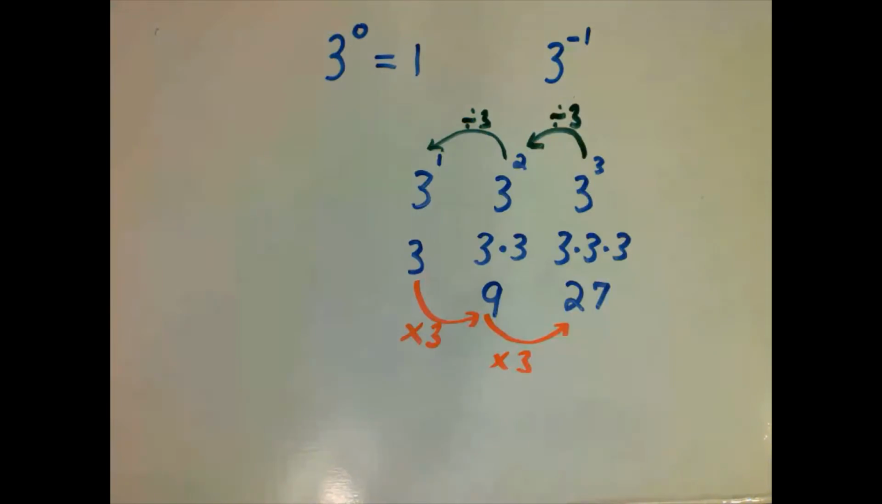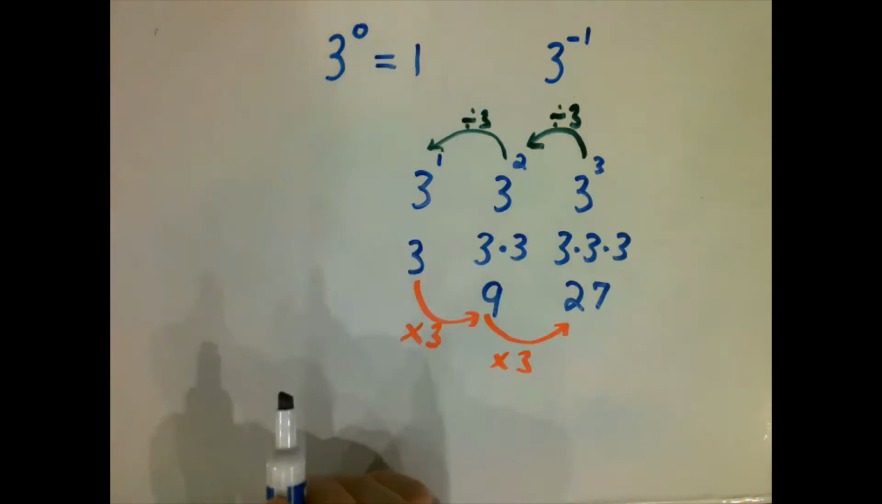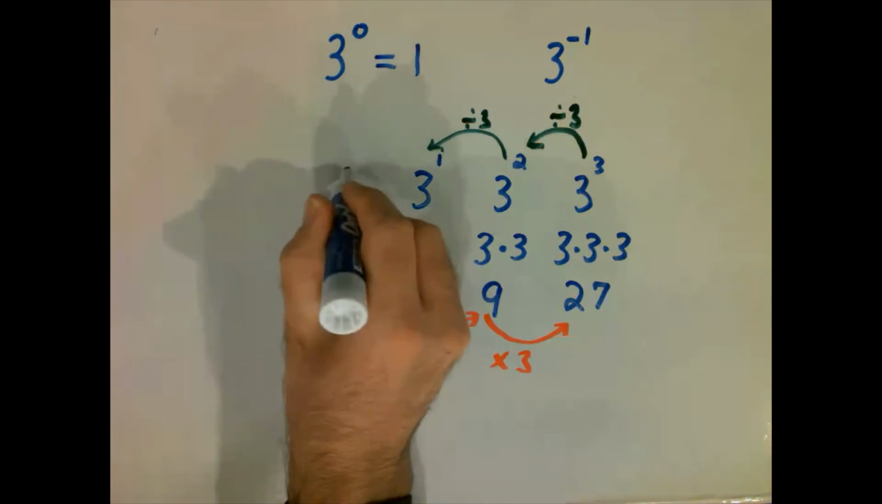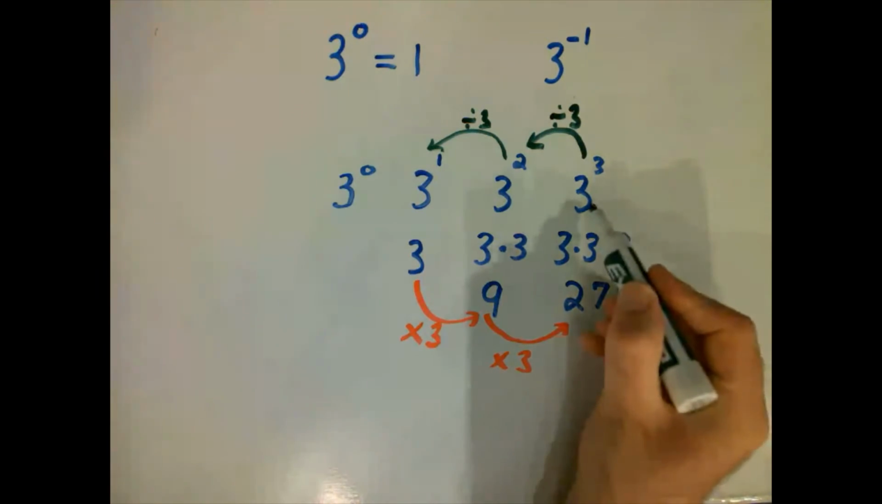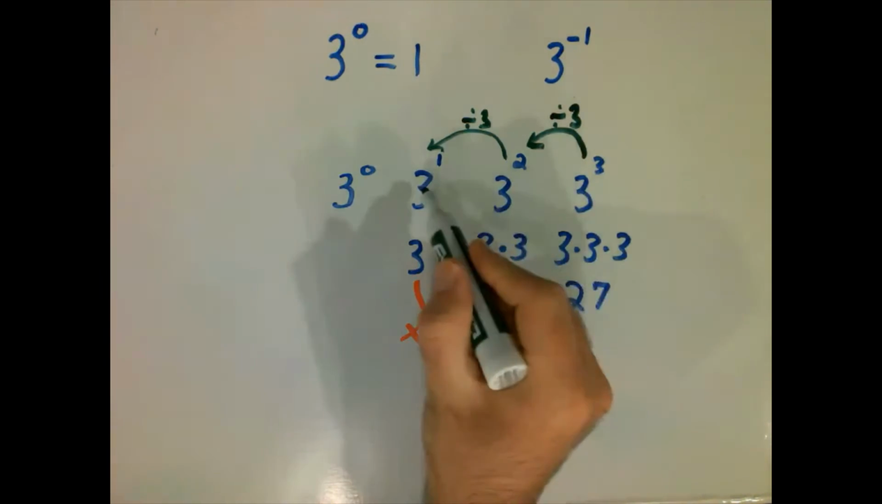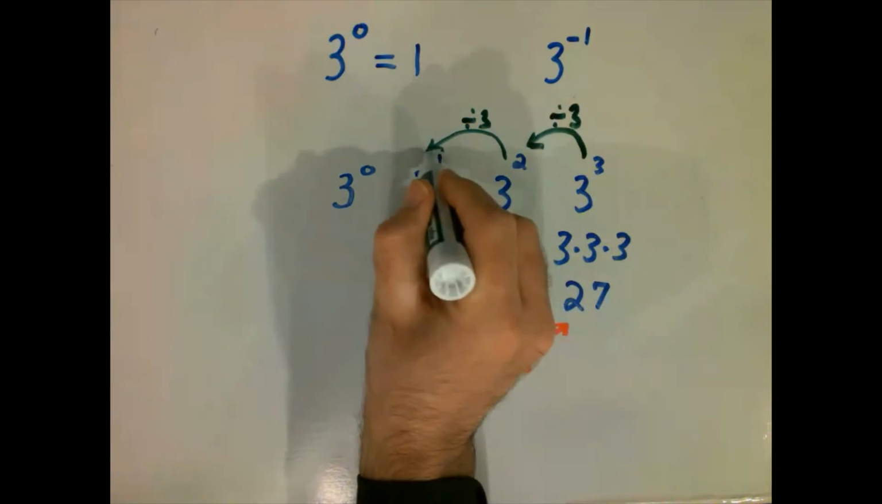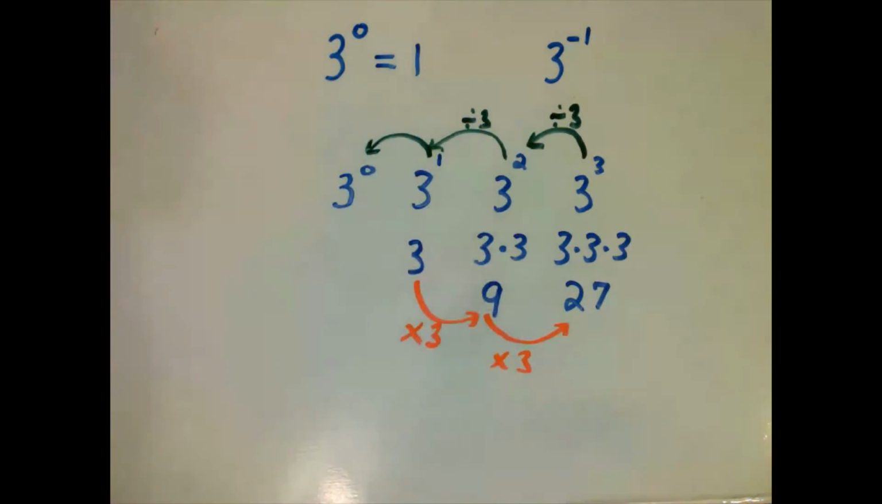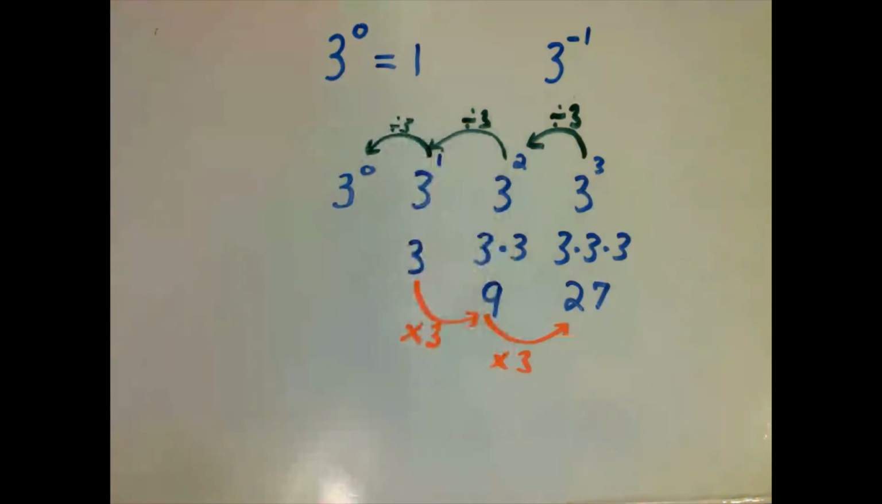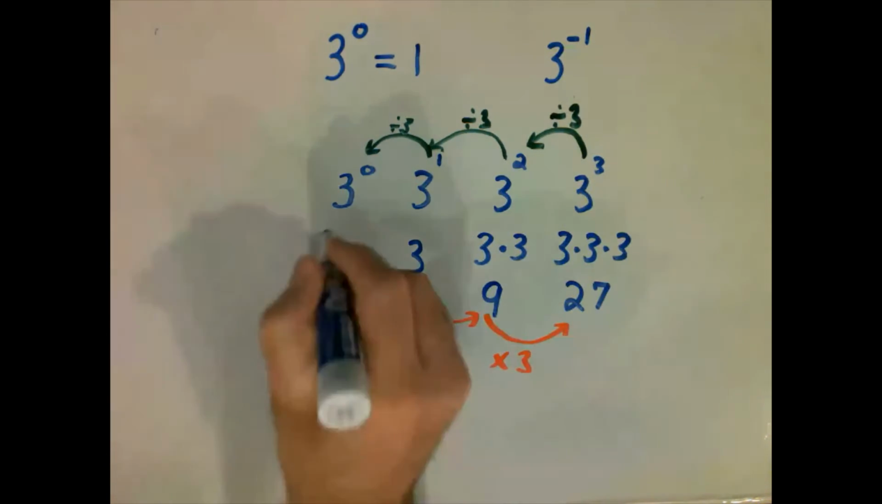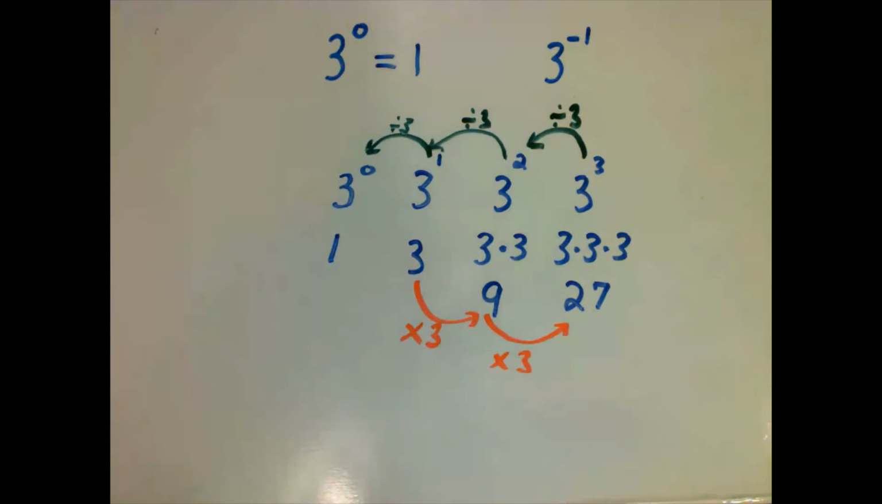But what if I wanted to go even further to the left on this chart? Let's say I wanted 3 to the 0 power. Well, I can just follow the same pattern that I went from 27 to 9, and then 9 to 3. I can divide by 3 again. And if we divide 3 by 3, we get 1. And that's where that 1 comes from.